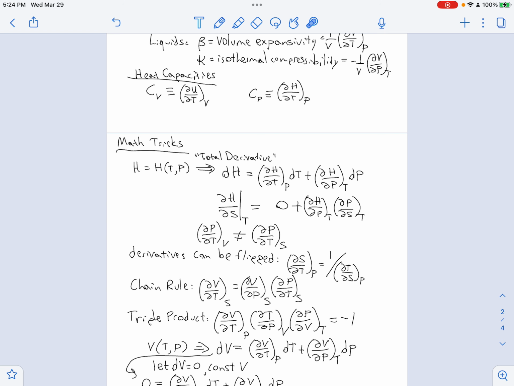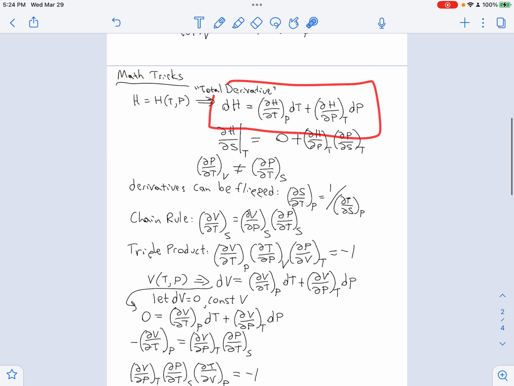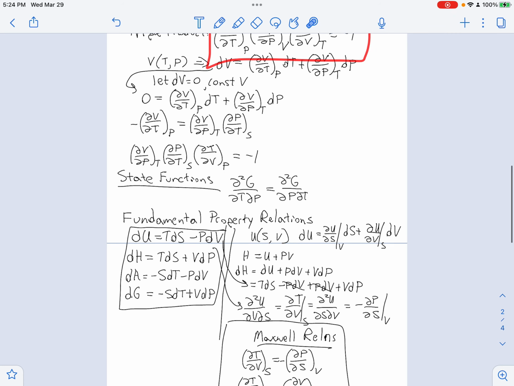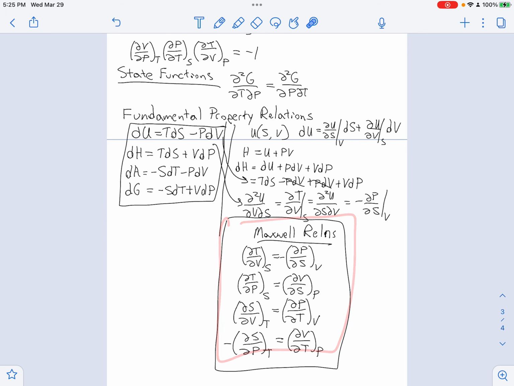And mathematical tricks include total derivative, flipping of derivatives, chain rule, triple product rule, and the state function concept actually goes into the derivation of Maxwell relations. So I should just list Maxwell relations. And then finally, fundamental property relations. I realize that it is quite challenging when we start solving problems. It's quite challenging to know what mathematical step to take in order to get to the end goal. And I'll try to talk through that as I present problems.